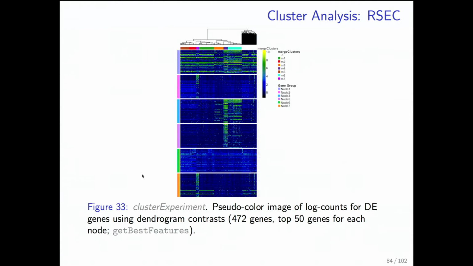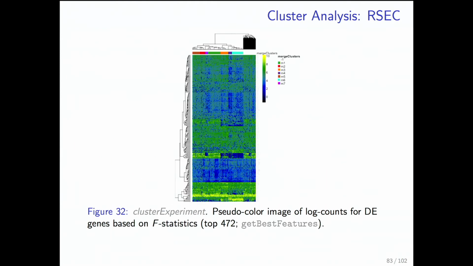Then just quickly back to the cluster signature. So this is one of these standard images you see in genomics. This is a heat map or a pseudocolor image where cells correspond to read counts for genes here and cells here. So this is our clustering of cells. And this is a heat map where we took the genes that had the most significant F statistics, the top 472. And the 472 was chosen because of the next plot that I'll show you.